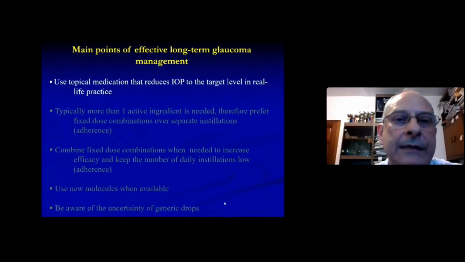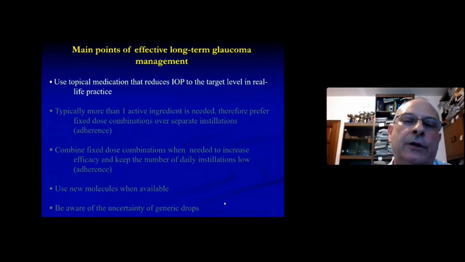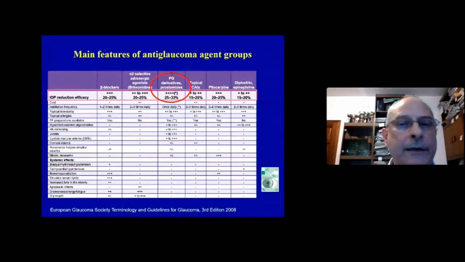In order to achieve this treatment on the long term, we have to use topical medications that sufficiently reduce IOP to the targeted level, and not only in randomized clinical trials, but also in real-life practice. Why this distinction? Because many patients, real patients, typical patients, are excluded from the RCTs since they do not meet the inclusion criteria, but they are with us in real-life practice.